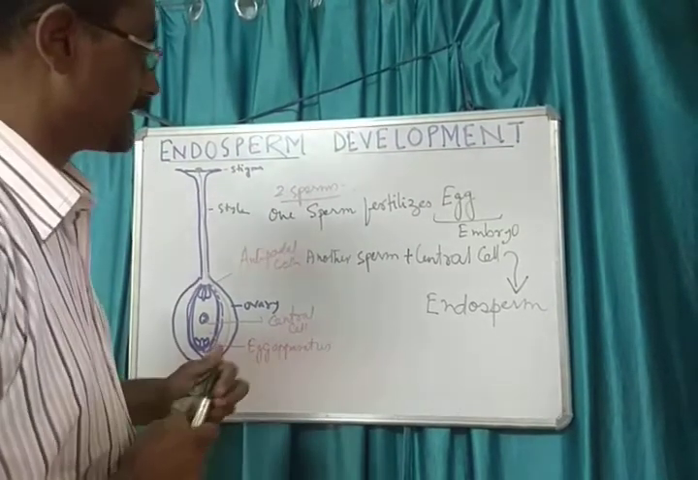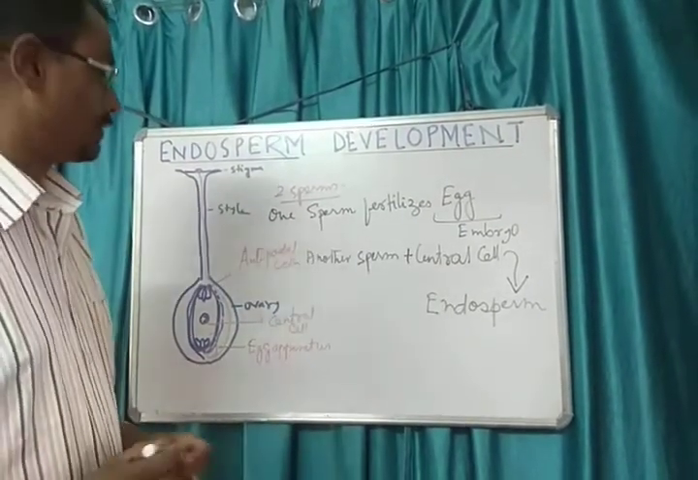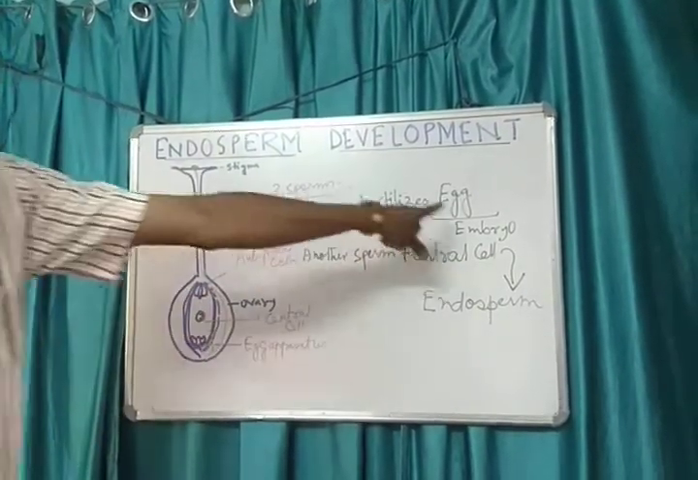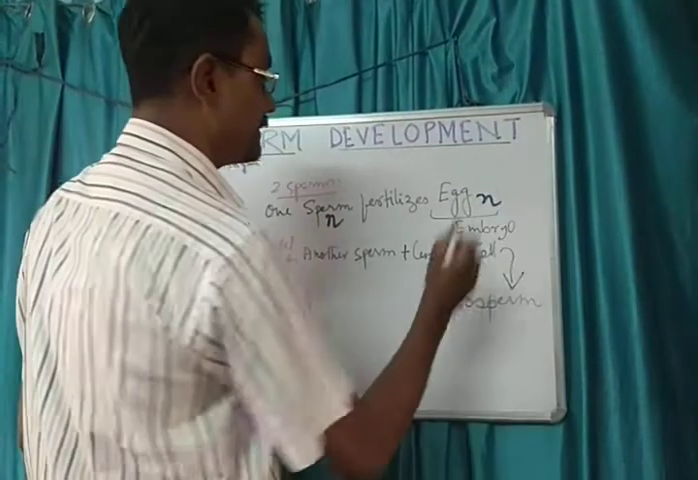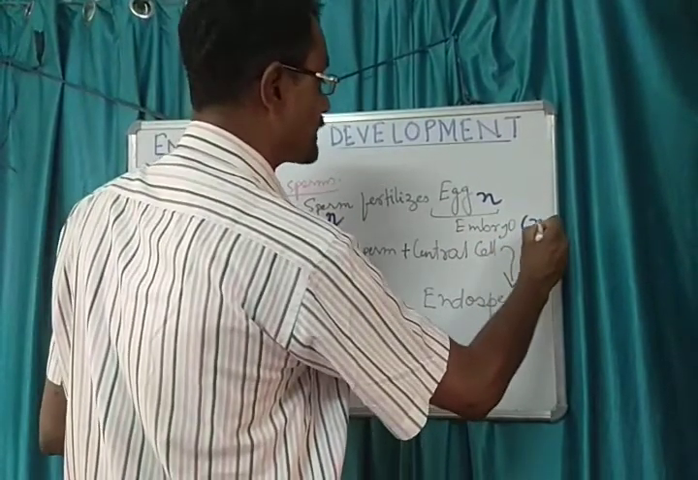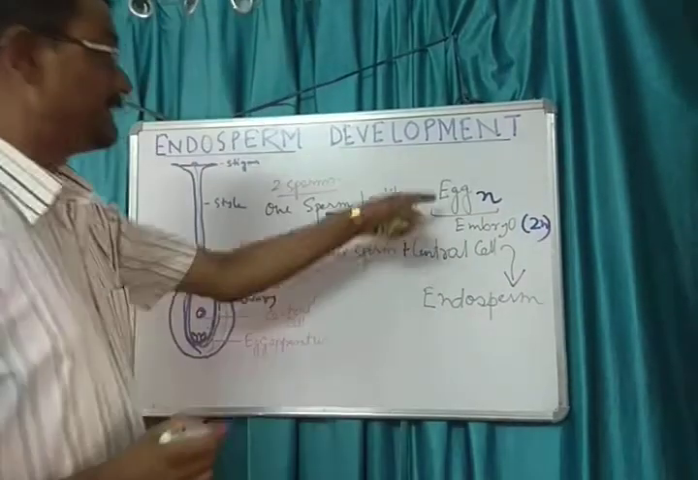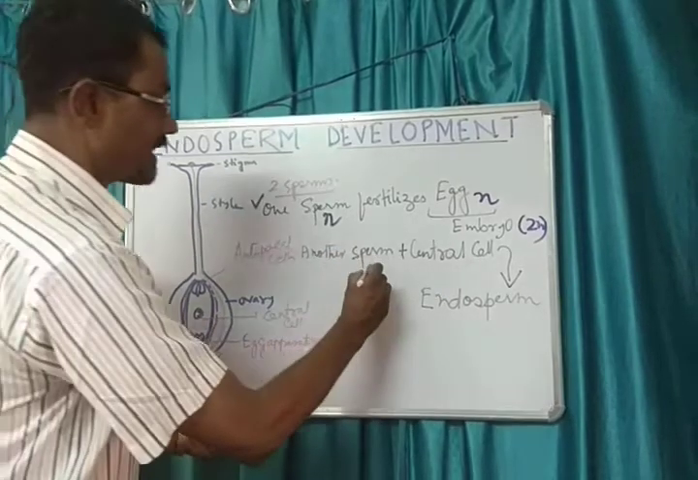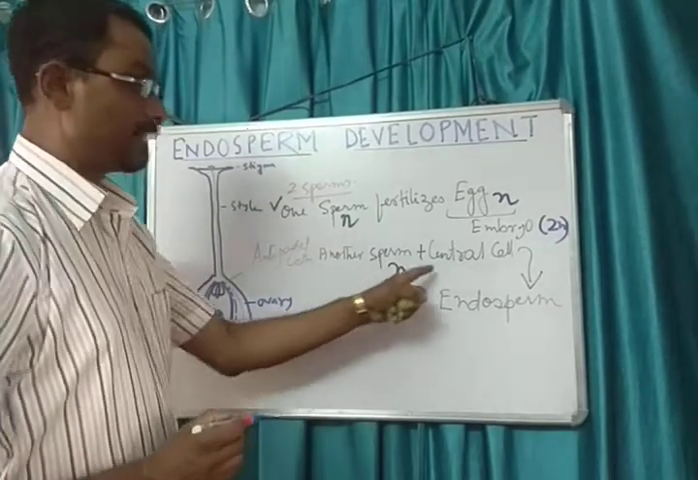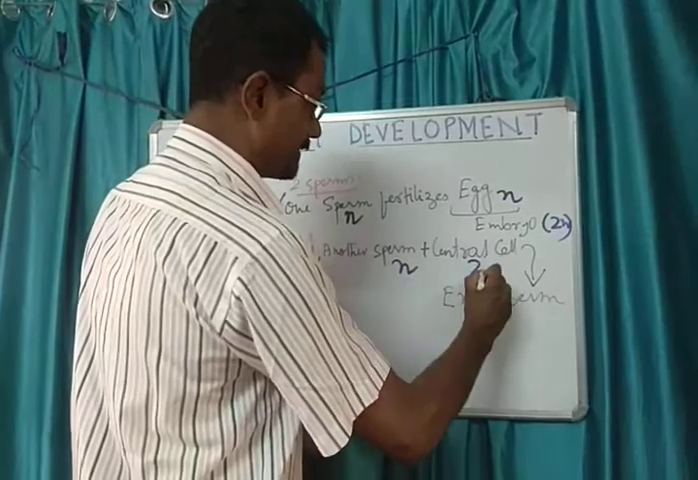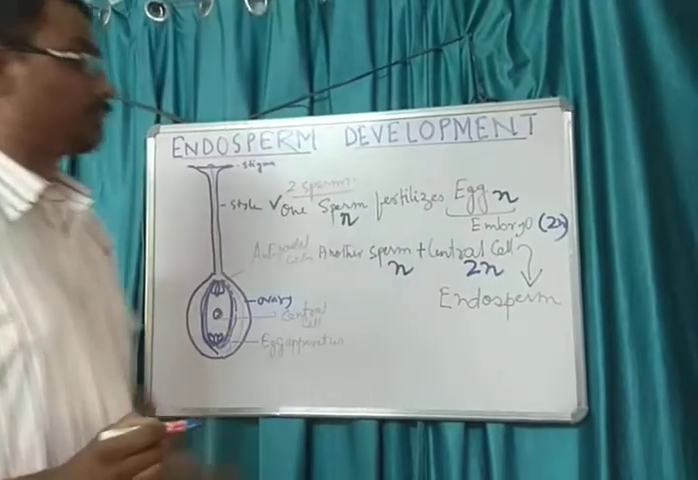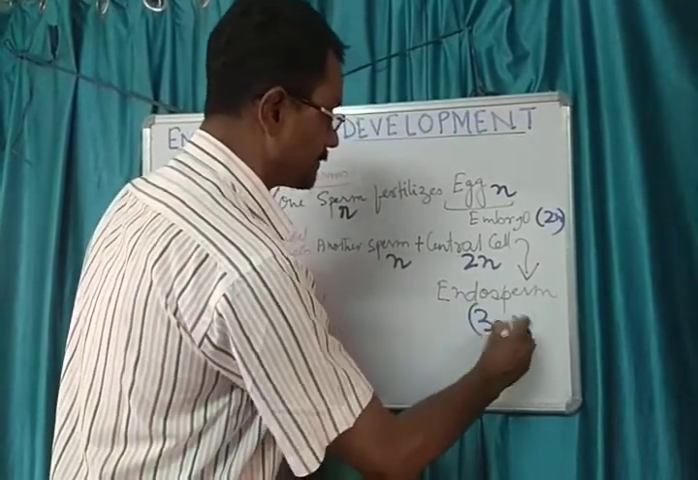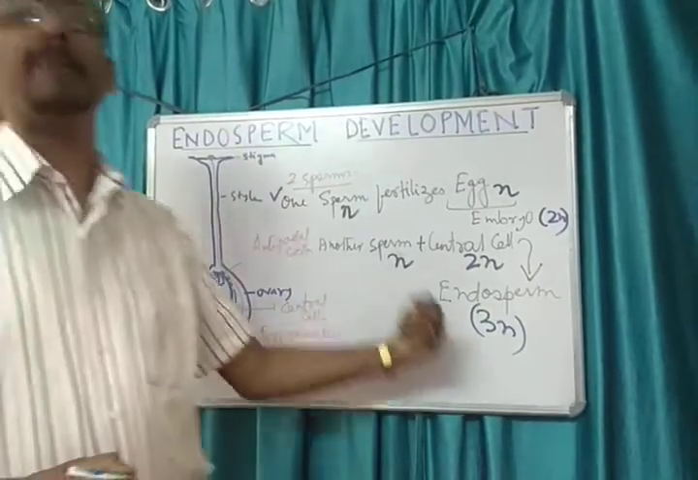Now you see, students, we have discussed the formation of embryo. Sperm is N, fertilizes the egg. Egg is also N. Embryo is 2N. This we have discussed. Now the other sperm: N fertilizes the central cell. Central cell is 2N. It leads to the formation of endosperm. Endosperm is what? 3N. And that endosperm is the primary endosperm.